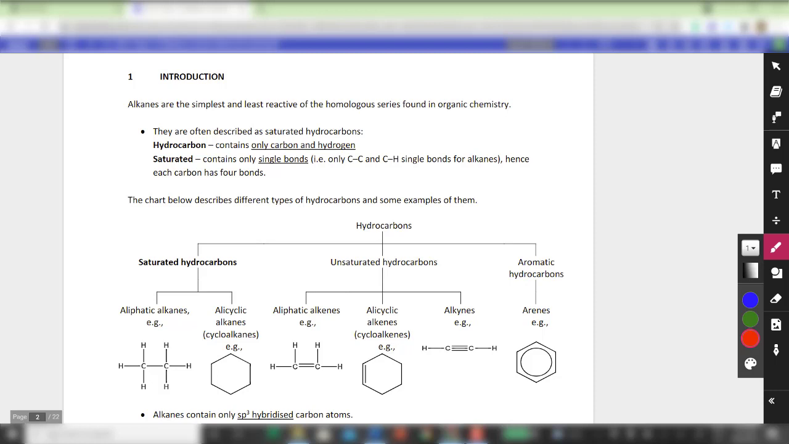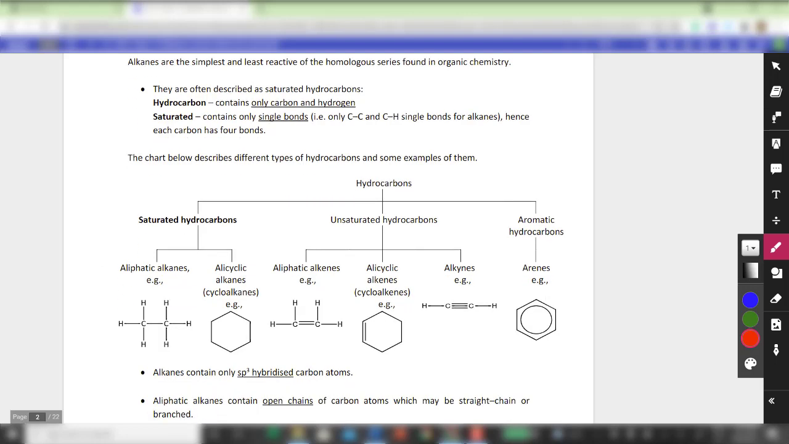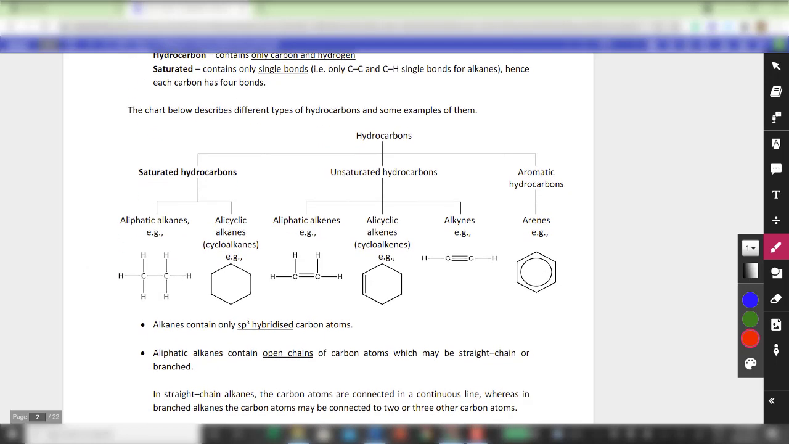Here we have alkanes. Alkanes are part of the hydrocarbon family. Hydrocarbon, as the name implies, only contains carbon and hydrogen and nothing else. We call them saturated because they only contain single bonds. So alkanes, regardless of whether they are cycloalkanes or straight chain alkanes, only contain single bonds. I think we have some examples over here.